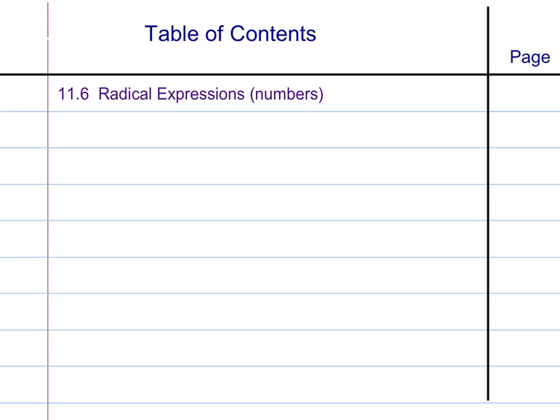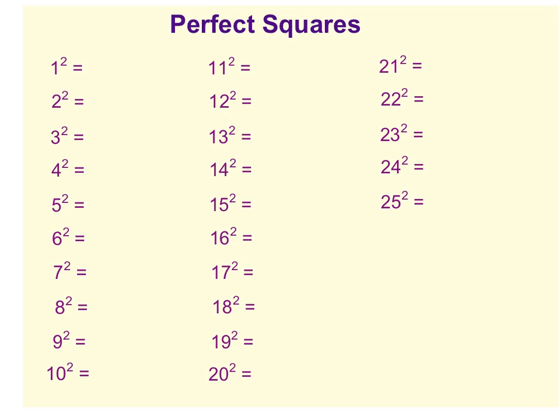All right, so this is our first lesson in chapter 11. We actually jumped to 11.6. We're going to cover this in 2 days. The first day, we're just going to focus on using our properties with radical expressions, but just with numbers, and then we'll do another day where we're looking at variables. So here we go.